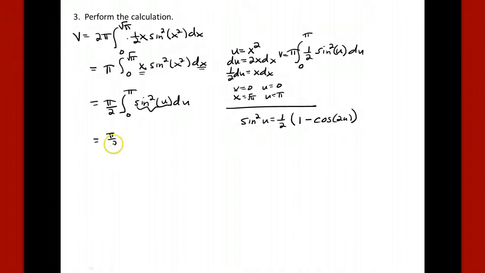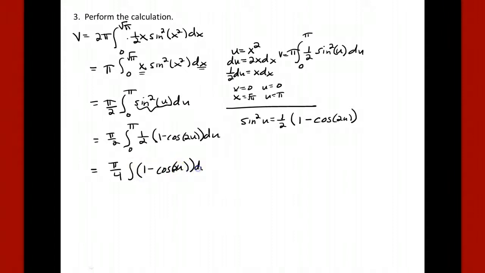So we have a pi over 2, the integral from 0 to pi, and now 1/2 1 minus the cosine of twice u. Altogether, we're looking at pi over 4, and now we need to find the antiderivative of 1, and then antiderivative of cosine of twice u. Okay, we need to find the antiderivative here. We're at a point where we can do it now, so let's go ahead and do it. The antiderivative of 1 is u, with respect to u. What function has 1 as its derivative? It's u.